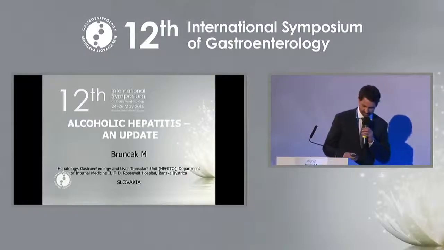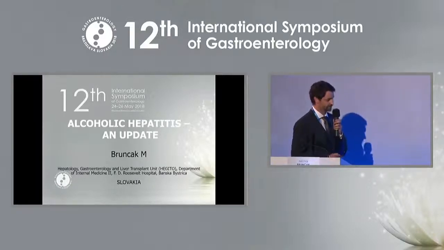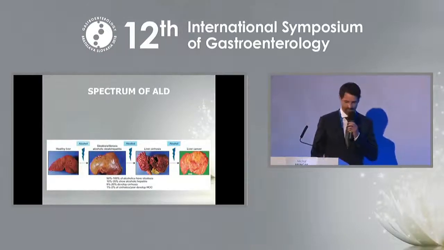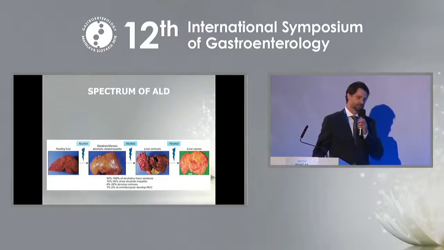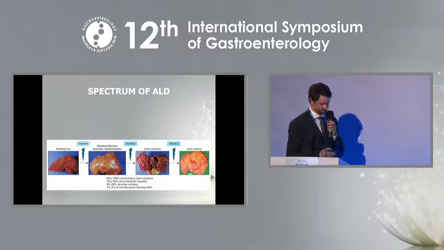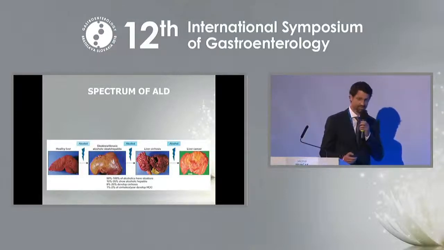My topic is an update on acute alcoholic hepatitis, so I tried to pick up the recent papers that might influence our practice. Basically, the spectrum of ALD is quite wide. Most of the patients drinking harmful amounts of alcohol will develop steatosis, even after 2 weeks, which is reversible. But then few of them progress to cirrhosis. It's around 10 to 20%, and 1 to 2% a year will develop HCC.